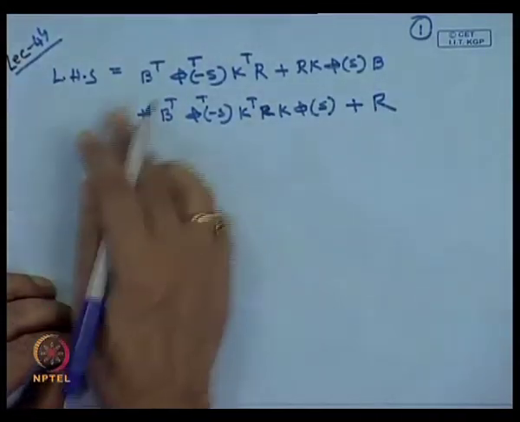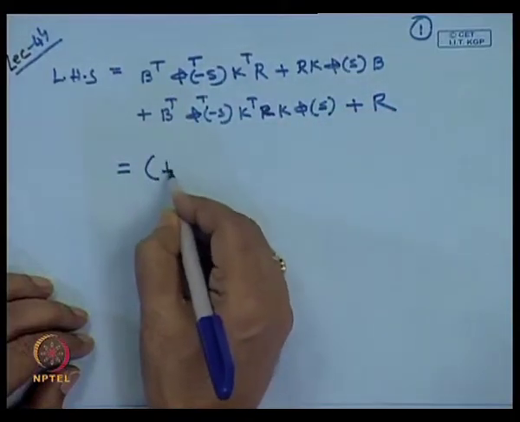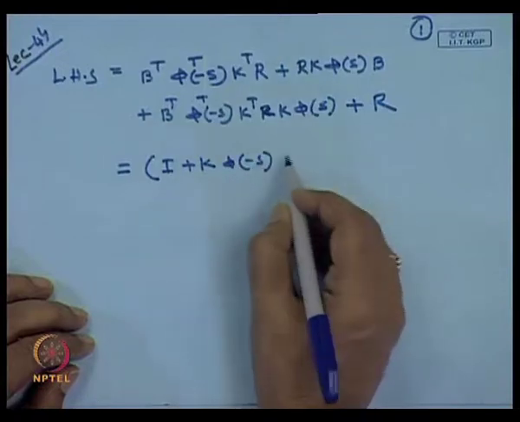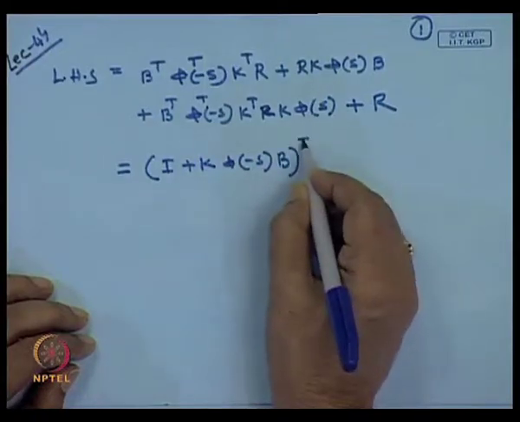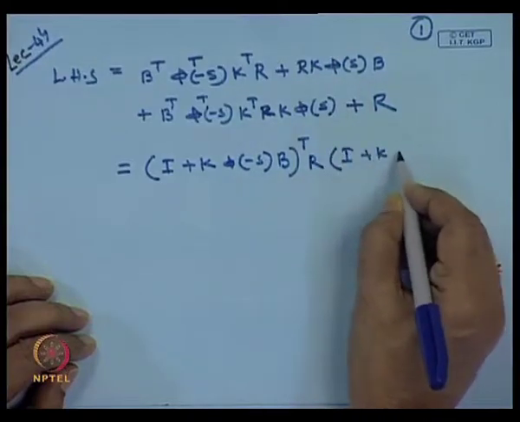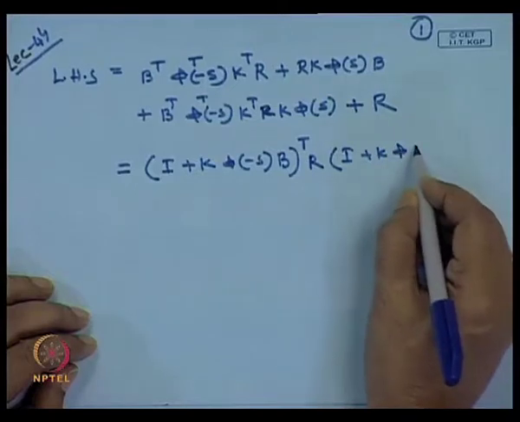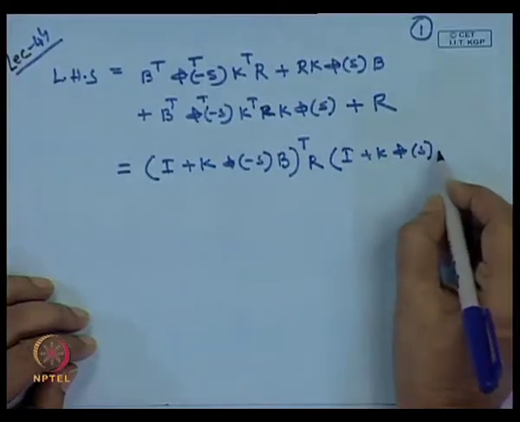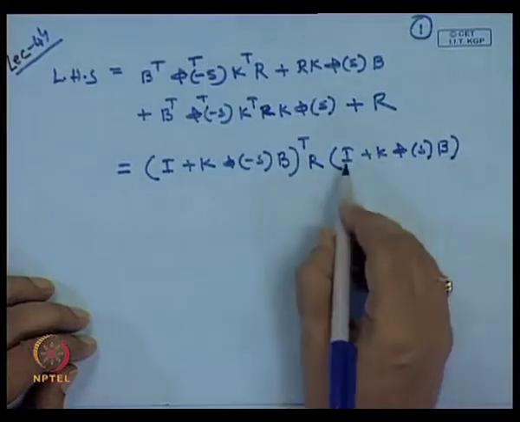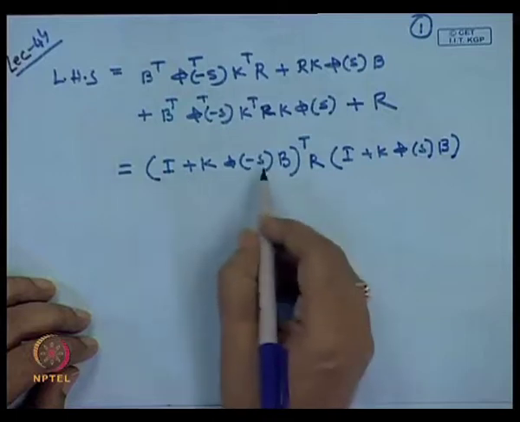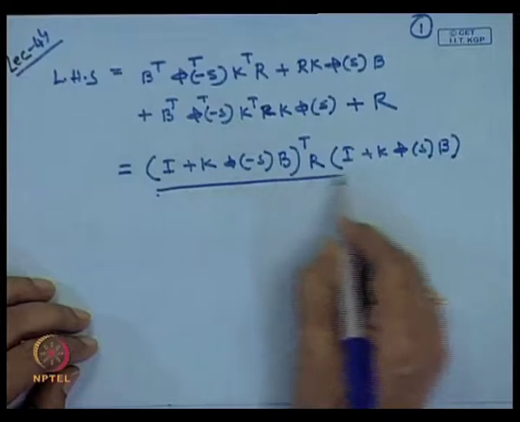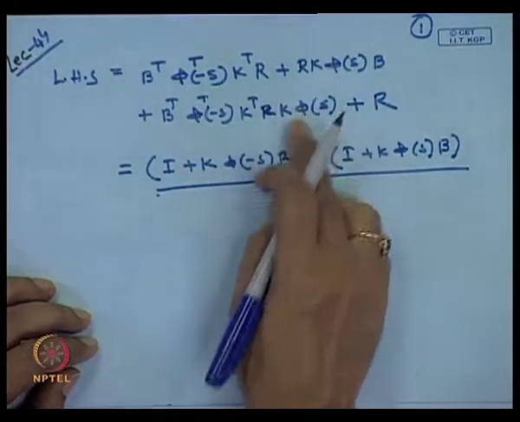The left hand side can be factorized this way: I plus K phi minus S B whole transpose R into I plus K phi S, phi S into B, K phi S minus phi S B whole transpose R this. So, this can be factorized like this; you just expand this one, you will get this one.